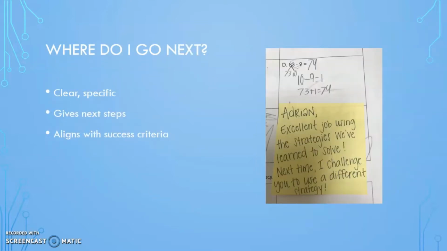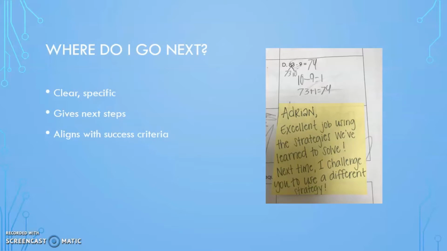And then where do I go next? Students need that feedback to tell them where they need to go next. Like I stated earlier, we're trying to close the gap of where they are to get to where they want to be, or where we want them to be. And in order for them to do that, we need to give them direction.